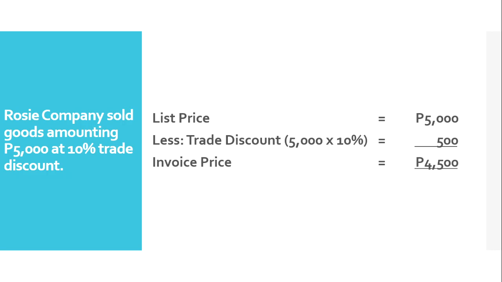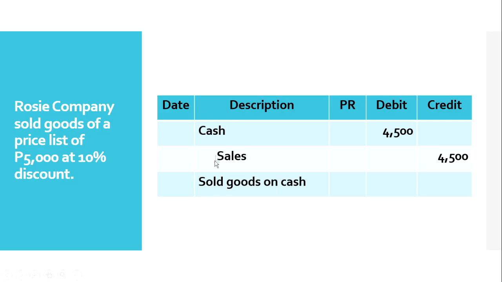Okay, this is how you record. Ang debit mo will be cash, which is 4,500. And then credit of sales, 4,500. Sold goods on cash. So, as you see here, even though ang price list is 5,000, at nagkaroon ng trade discount na 10%, hindi na siya nag-reflect nung ni-record si transaction. Yung amount na lang na discounted ang nilagay dito.